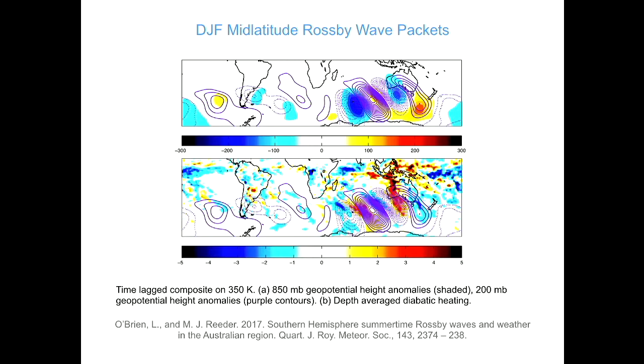Here's another point I want to make, and this is an important point. This is the low levels at day zero, and in this we have the 800 millibar geopotential height anomalies. So a high, low, high, low. And the red represents diabatic heating anomalies. In other words, heating. In fact, heating due to convection or latent heat release.